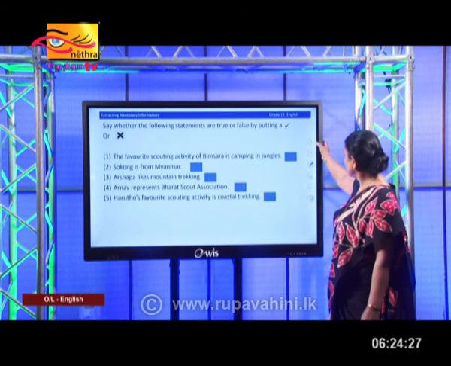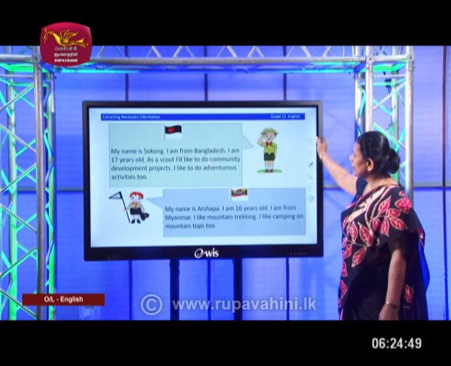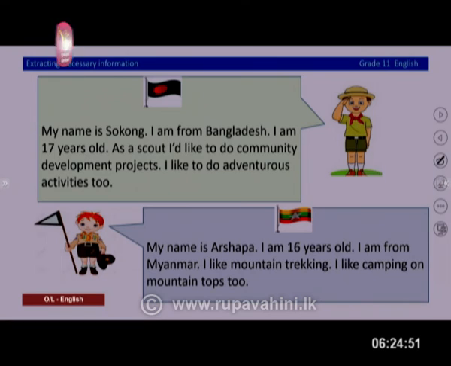Shall we go back to the description? My name is Bimsara. I am 16 years old, Sri Lankan boy. I represent Sri Lanka Scout Association. I like to do social service. My favorite scouting activity is camping in jungle. Right? Yes, my name is Sokong. I am from Bangladesh. I am 17 years old. As a scout, I'd like to do community development projects. I like to do adventurous activities too.